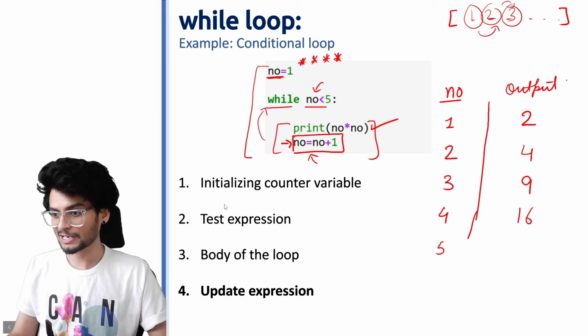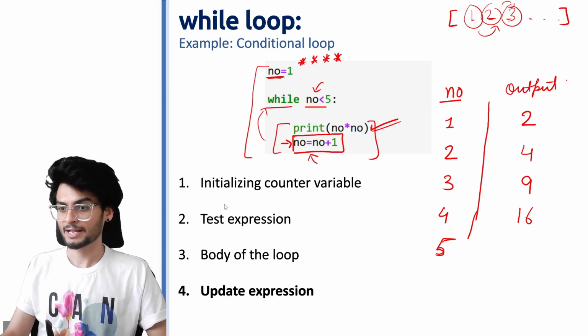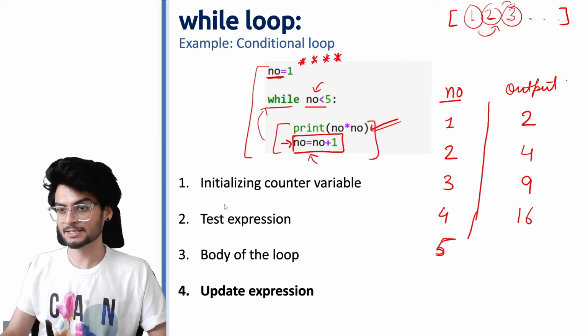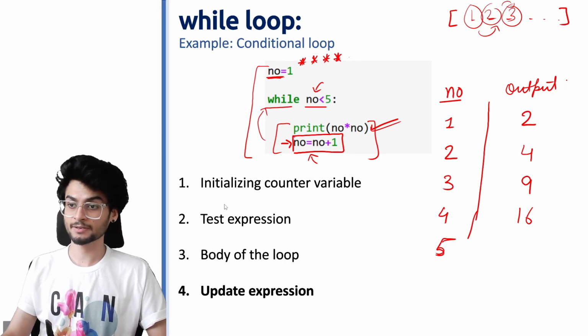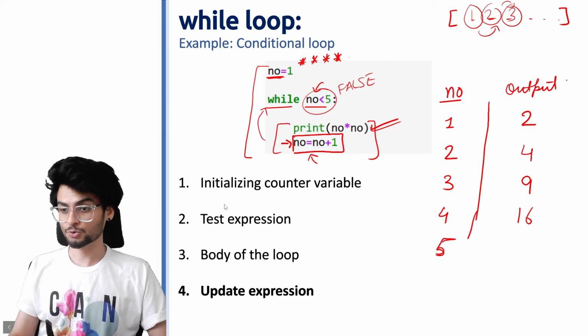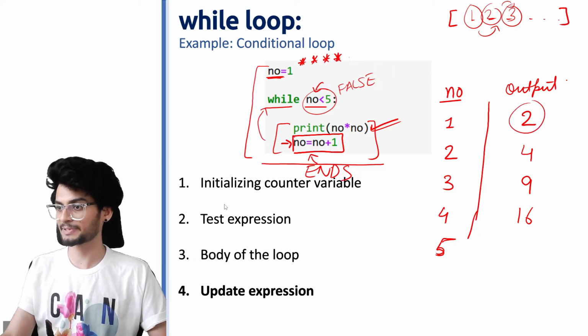As soon as the value of no became 5 here, right, we printed 16, and the value of no here has become 5. Now when it goes inside, it checks while no is less than 5, but the expression here becomes false. So now if this is false, your loop finally ends. So you get an output something like this.